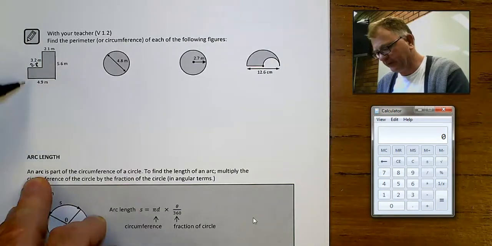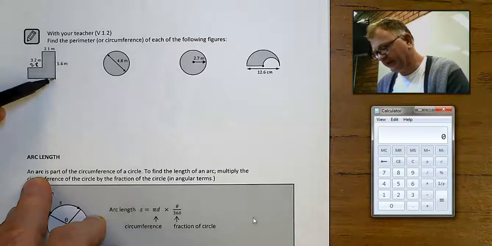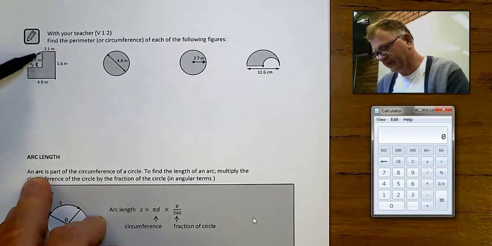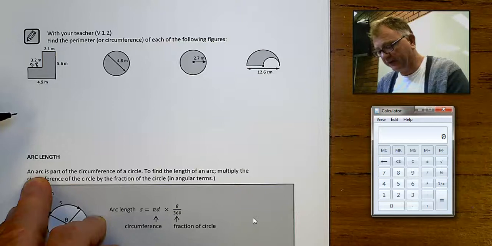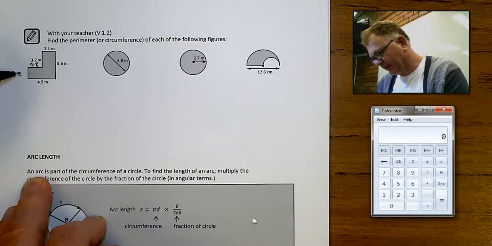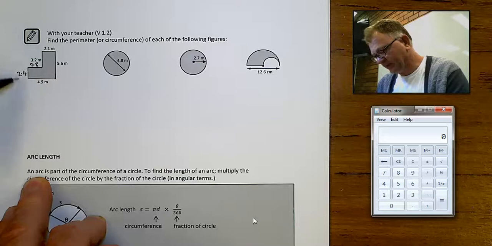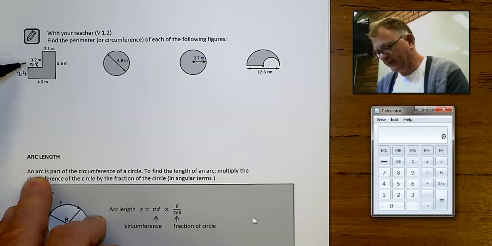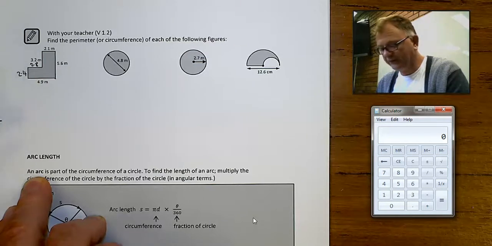And we need to know this one here as well. Now it's 5.6 here, 3.2 back here. Now this and this together have to make up that 5.6. So I guess it's going to be 2.4 is going to be the distance down here. 2.4 plus 3.2 equal that 5.6.